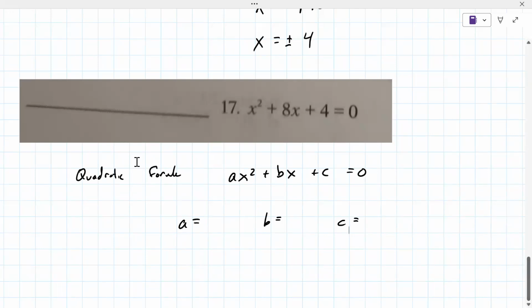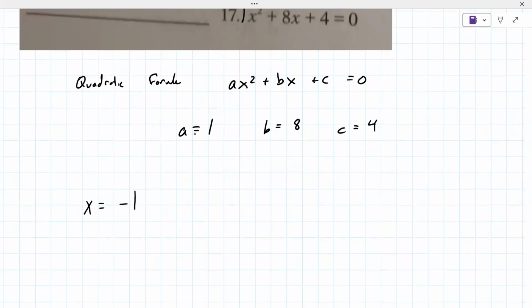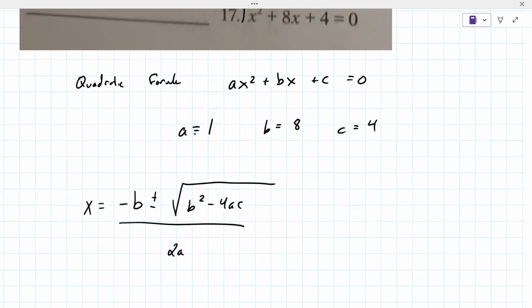A is the number in front of x squared. What number is in front of x squared? 1. And what number is in front of x? 8. And what is the constant? 4. Okay, so now here is the quadratic formula. Minus b plus or minus the square root of b squared minus 4ac, all over 2a.